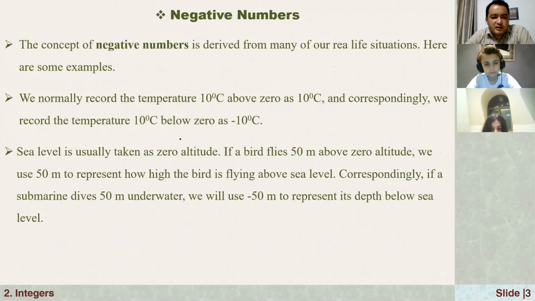Ibrahim, can you read the first paragraph, and Selen will read the second one and the third one, and I will finish the class after this slide, okay? That's just the introduction to integers.